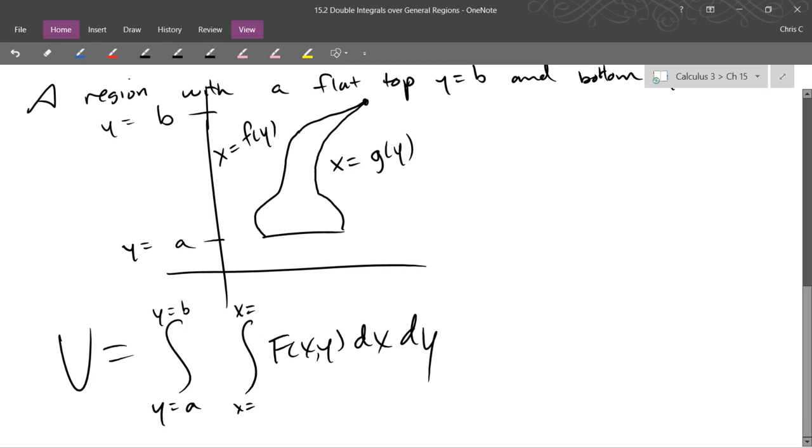Once this is all set up, what is the small x function, the one on the bottom here? That's little f of y. And what is big x? g of y. It's a little bit strange. Just remember, x increases as you go to the right. So the big one is the one further to the right, not the one further to the left. That's always the small one.